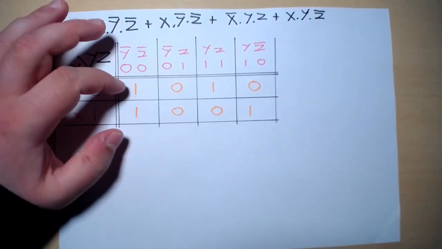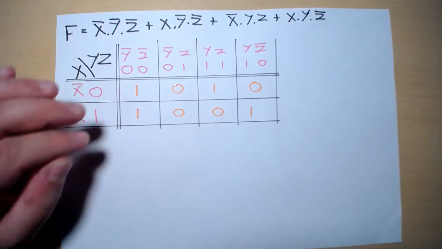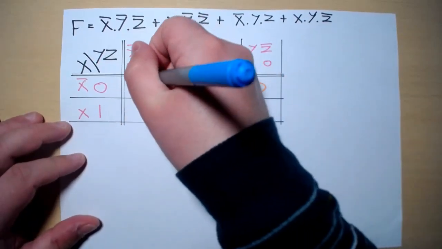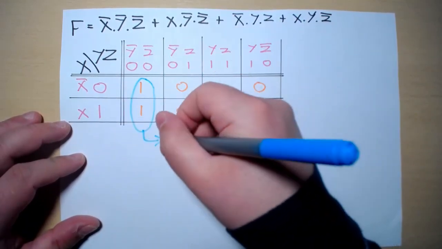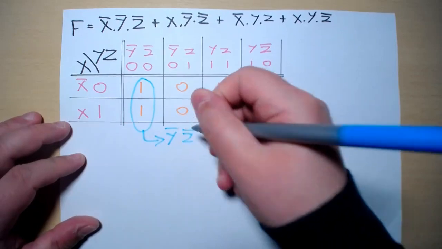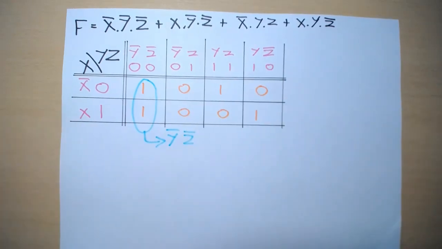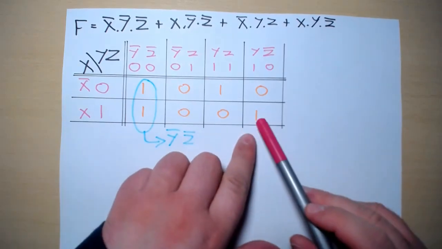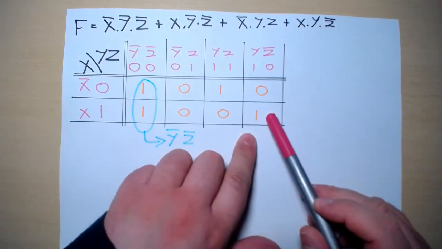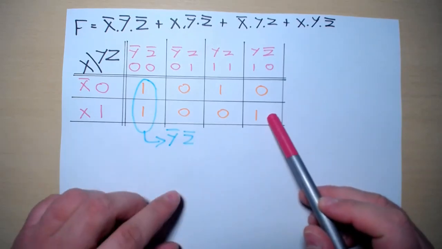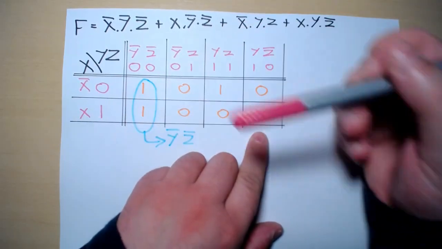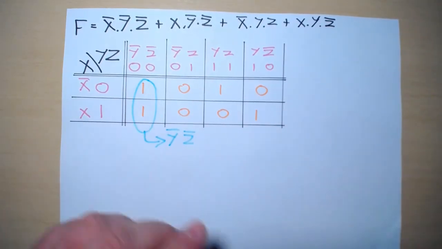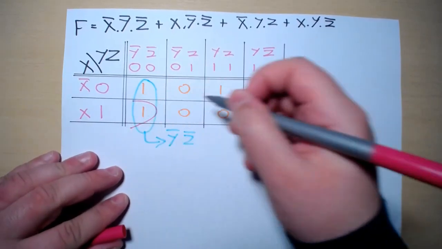Now, in this case, we can take these two together as one group. And we have Y not and Z not common. Then here we have this one, which although it seems to be alone, in reality, you know that this edge is next to this edge in a Karnaugh map. Therefore, these two can be taken in one group like that.